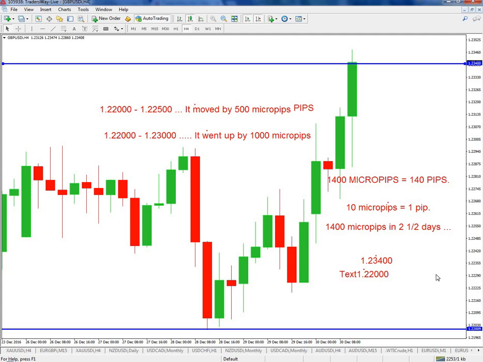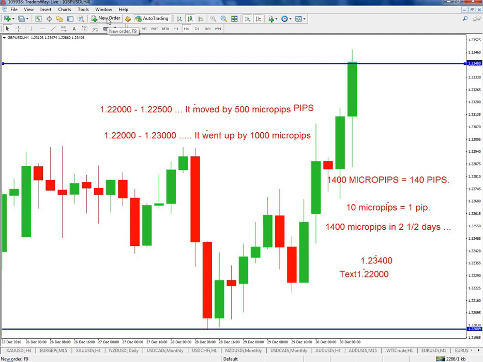Now here is the fun part. Here is how you make your money. Let's say, for example, you saw this move coming. You learned the game, you did your technical analysis, you saw this whole move coming, and let's say you placed a buy over here.